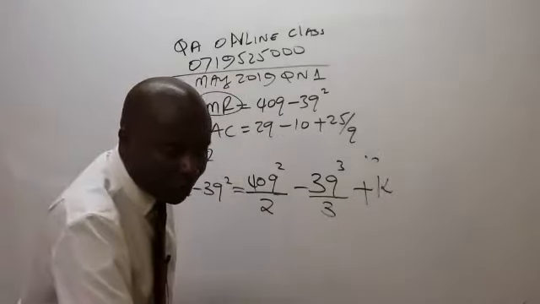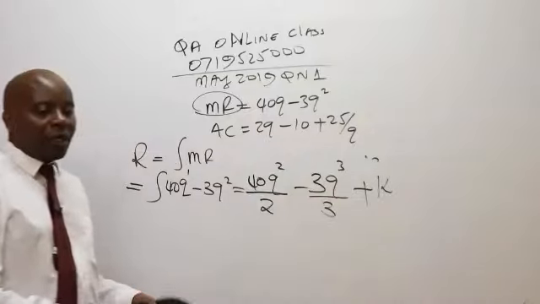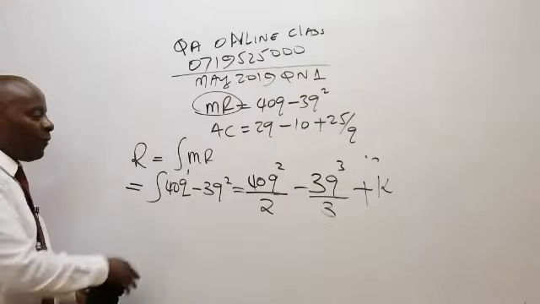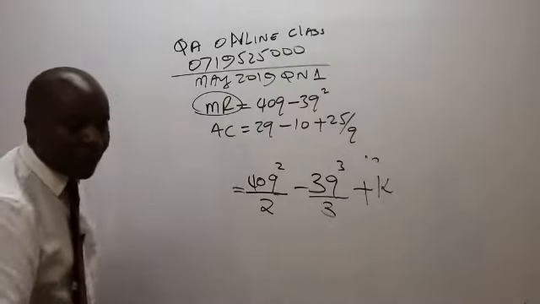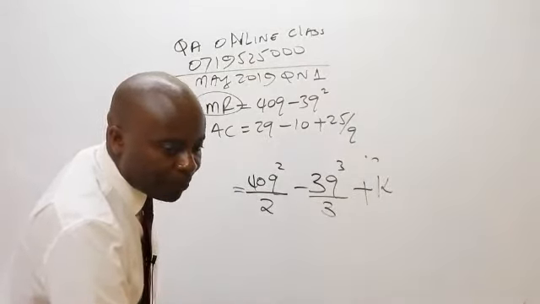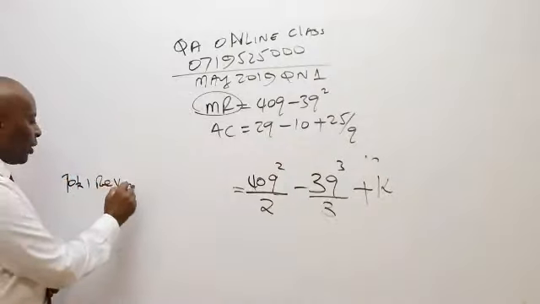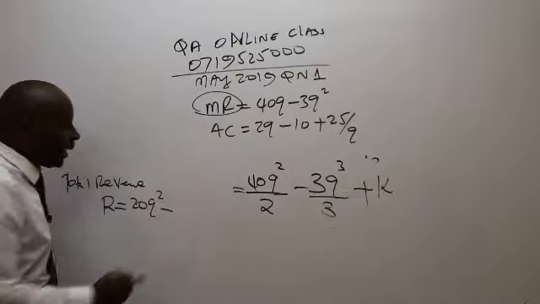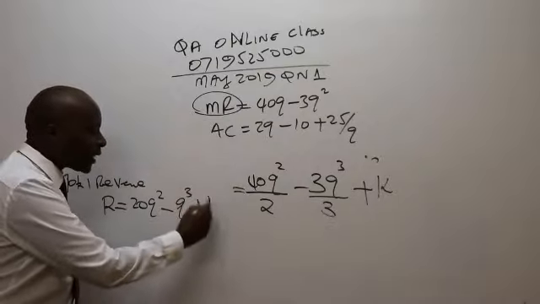Don't forget the constant of integration, which is our k. Now, ladies and gentlemen, please go ahead and simplify these. It means that our total revenue, which is our R, will be 40 over 2, that is 20q squared minus 3 and 3 cancels out, leaving me with q raised to power 3 plus k.